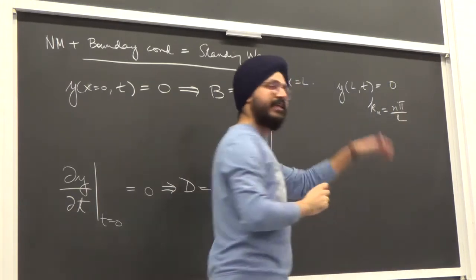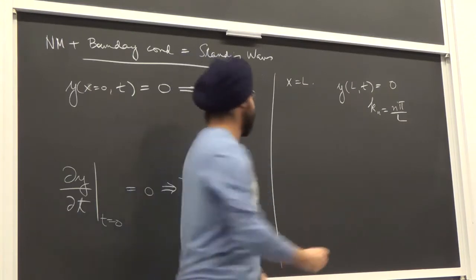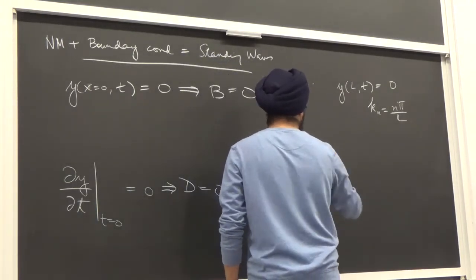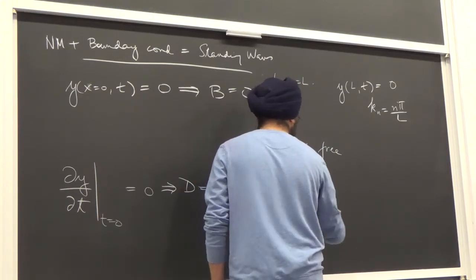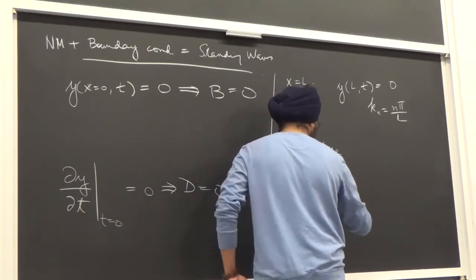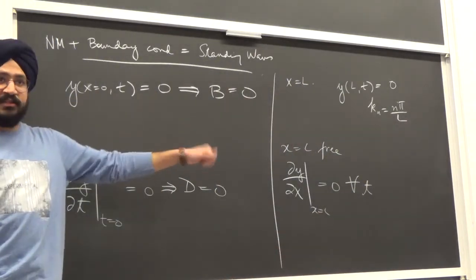In case I have a free end, then the particle can move. The net force on the particle vanishes. So if it's a free end at x equals L, then I have partial y, partial x at x equals L. This vanishes for all time. It's a massless particle on the right end.